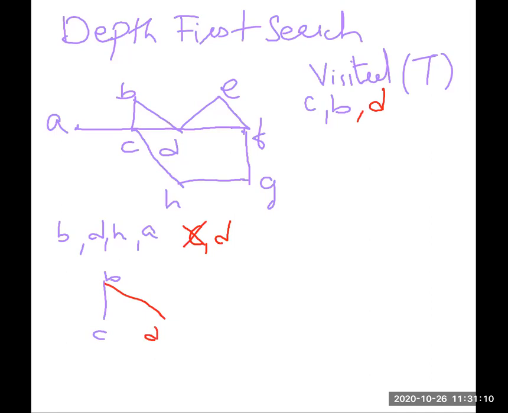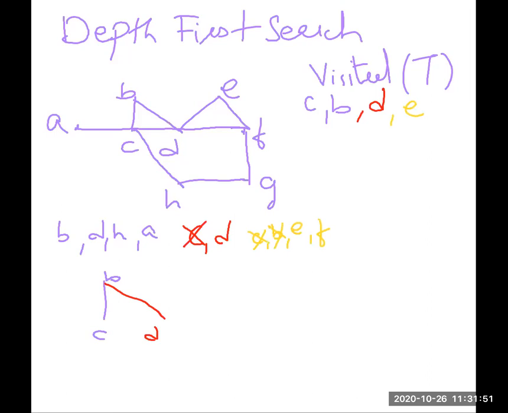Now visit D. When you visit D, find adjacent vertices of D. So adjacent vertices of D are C, B, and E. Out of these adjacent vertices, is C in T? Yes, so discard. Go to the next adjacent vertex. Is B in T? Yes, discard. This is the first vertex which is not in T, so add this E to T.